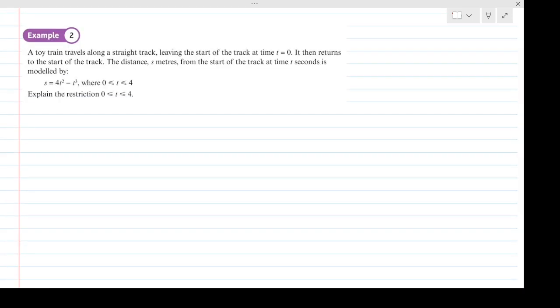Okay, we've got this question here, and I'm told a toy train travels along a straight track, leaving the start of the track at time t = 0. It then returns to the start of the track. The distance, s meters from the start of the track, is modelled by the formula s = 4t² − t³. And I'm given in particular that t has to be between 0 and 4.